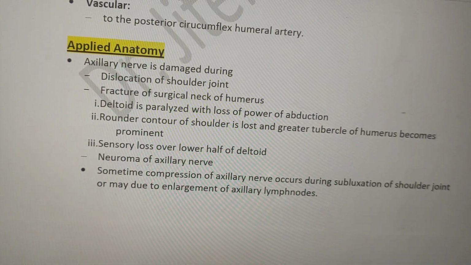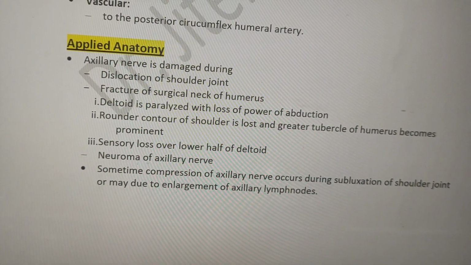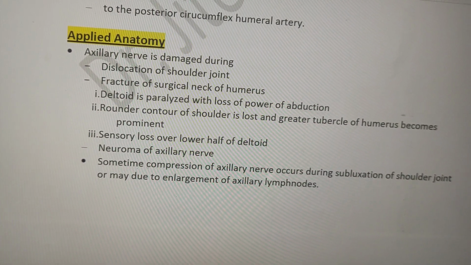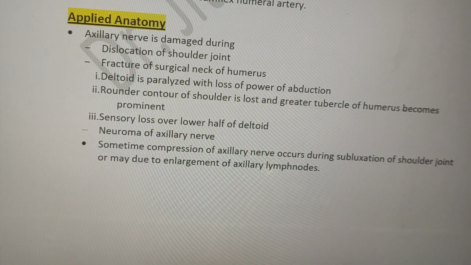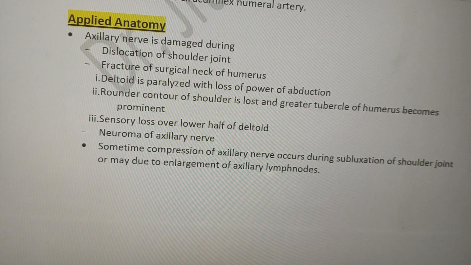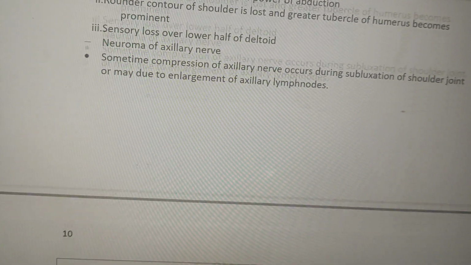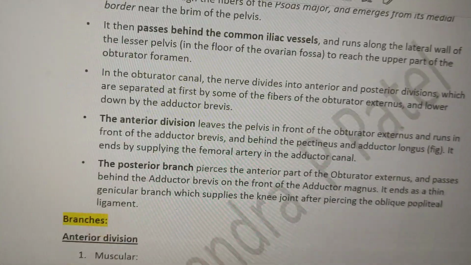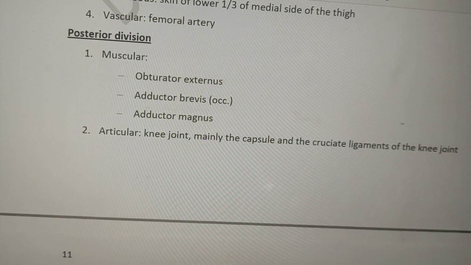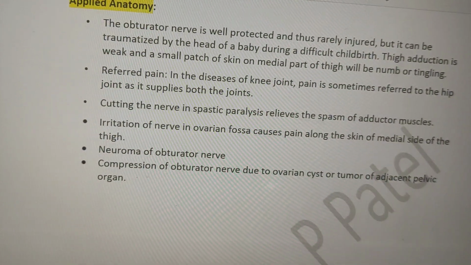Applied anatomy, I have mentioned the axillary nerve, which is damaged due to dislocation of the shoulder joint or subluxation, or fracture of the neck of the humerus. So the rounded contour may be lost. Here I have kept another example, the obturator nerve, and you have to write down the short note in this way.